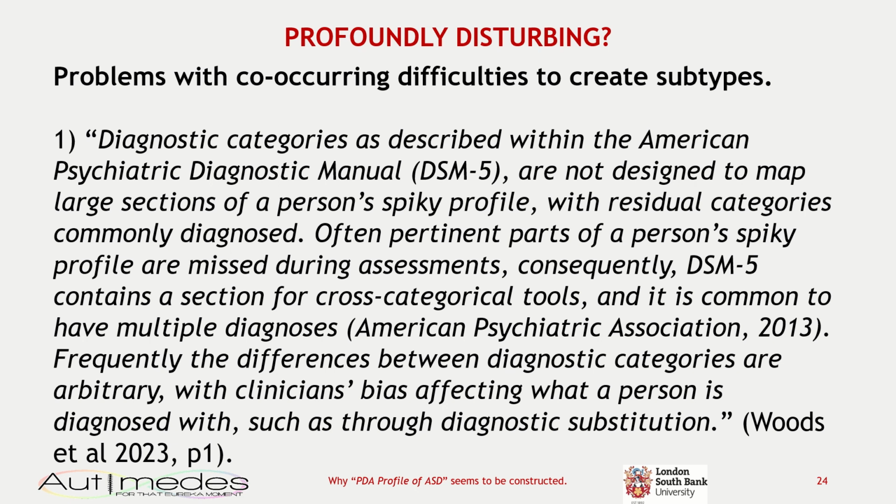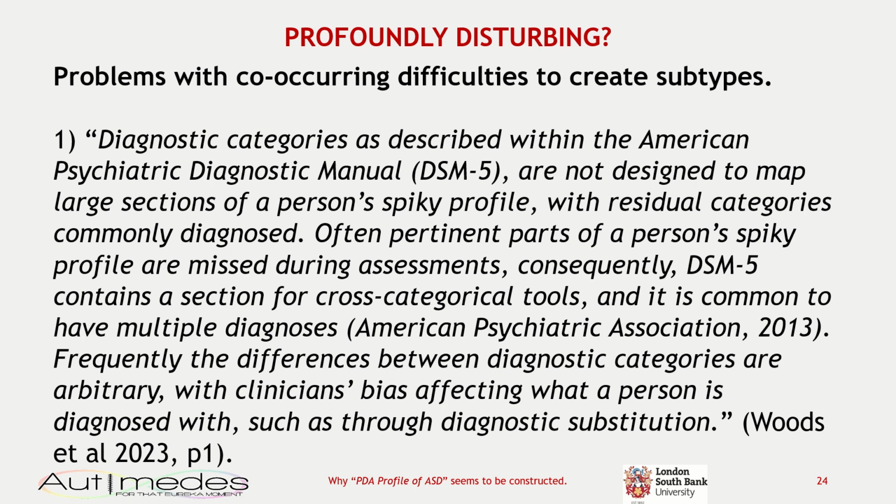This is from an article that I had published. Diagnostic categories as described in the American Psychiatric Diagnostic Manuals (DSM-IV) are not designed to map large sections of a person's spiky profile. With residual categories commonly diagnosed, often pertinent parts of a person's spiky profile are missed during assessments. Consequently, the DSM-IV contains a section for cross-categorical tools and it is common to have multiple diagnoses. Frequently, differences between diagnostic categories are arbitrary, with clinicians' bias affecting what a person is diagnosed with, such as through diagnostic substitution. That's from page 1 of Woods 2023.